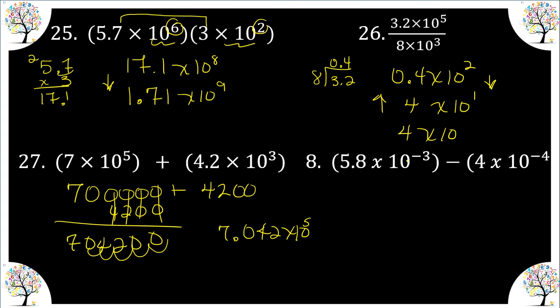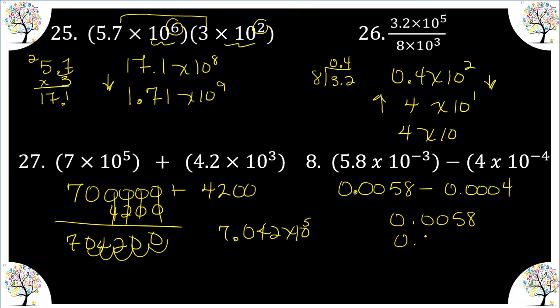Number 8, we're subtracting, so let's convert this to standard. So we're going to move the decimal 3 places to the left. So 1, 2, and then 5, 8. Minus, we're going to move this decimal 4 places to the left, so we move it 1, 2, 3, and 4. So we have to line up decimals. So we have 3 zeros and then 4.